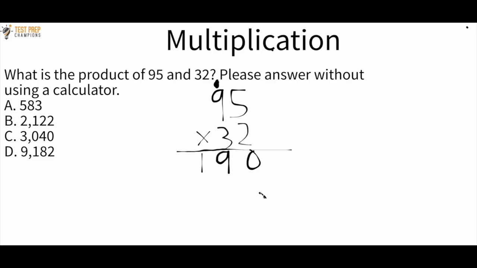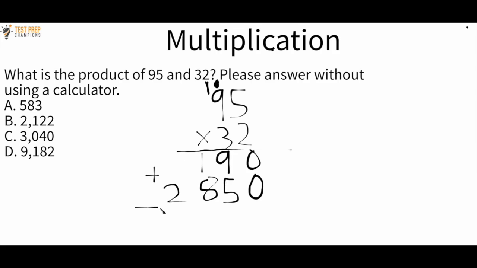So now the next thing I want to do is I'm going to put a 0 right here in the 1's place as my placeholder. And it's important to remember to do this. So now I'm going to start by doing 3 times 5. So 3 times 5 is 15. So I put a 5 here, and I put the 1 up here. So now I'm going to do 3 times 9. 3 times 9 is 27. 27 plus 1 is 28. So here's what I have now. I've got 2,850 as my second partial product.